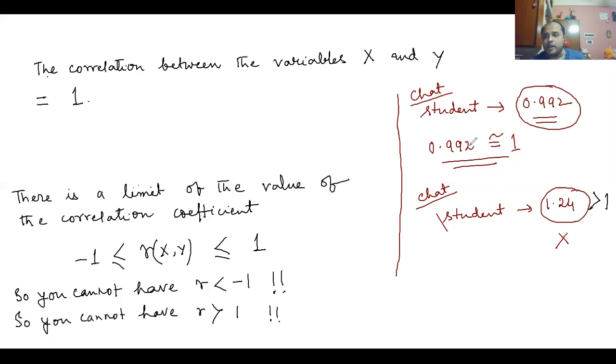But if he has got 0.992, that is maybe he has not considered sufficient digits, and we will say that it is all right, because 0.992 is less than 1, so we can consider 0.992, but 1.24 is not acceptable.